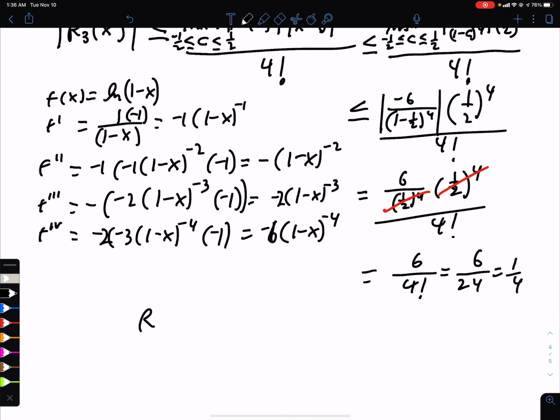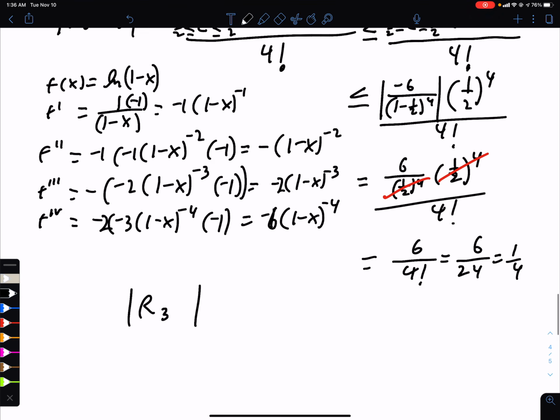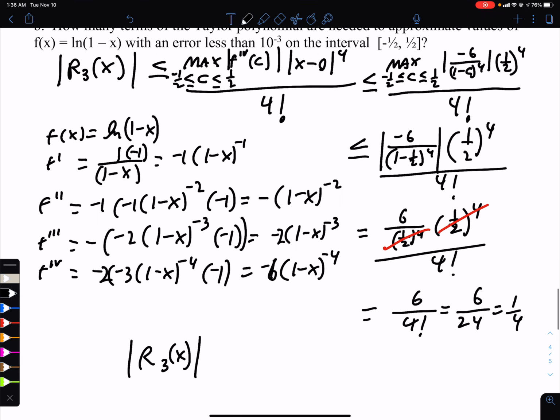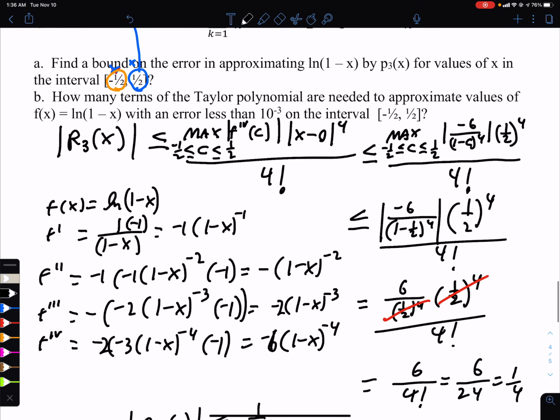So, this is crazy. Actually, this shouldn't be x. Yeah, it is x. For any x between negative 1/2 and 1/2, we're going to get less than or equal to 1/4. So that's going to be our error bound for part A. Crazy, huh? Hopefully that all makes sense.